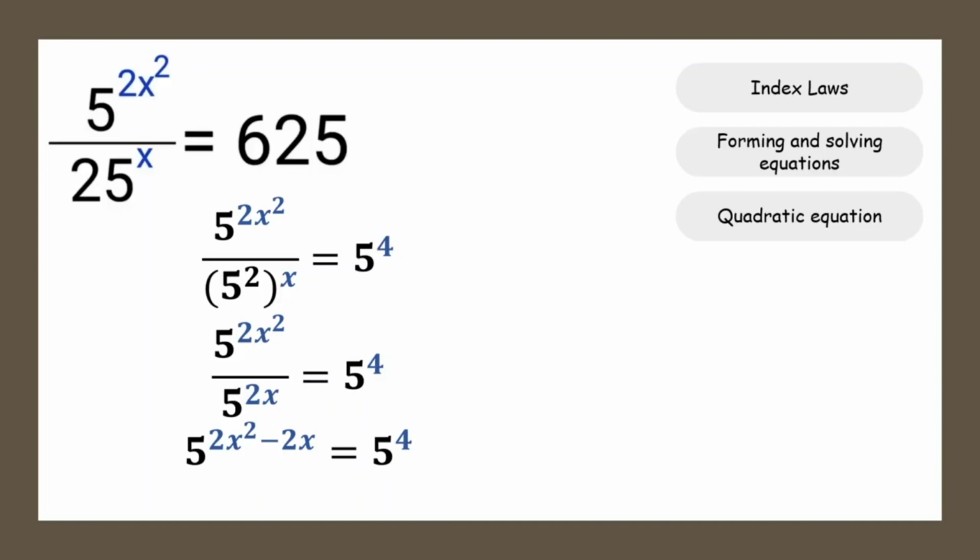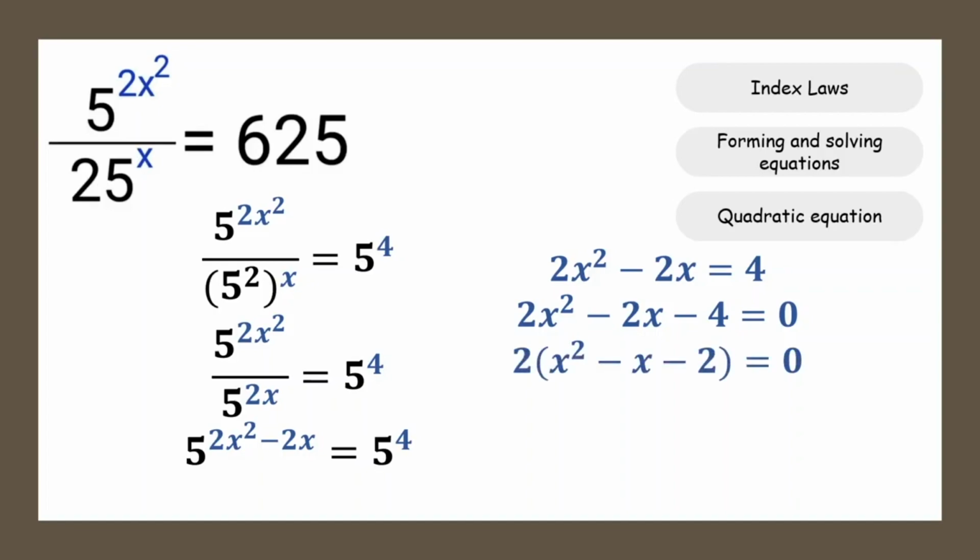Since these both have the same base and are equal, I can determine that the powers themselves must be equal. 2x squared minus 2x must equal 4. And there we go. We now have a useful quadratic equation. I'm going to rearrange this and see the difficulty level of solving this quadratic. Getting it into the general form, I notice that 2 is a common factor. I'll factorize out the 2.